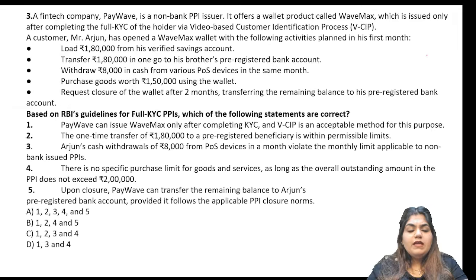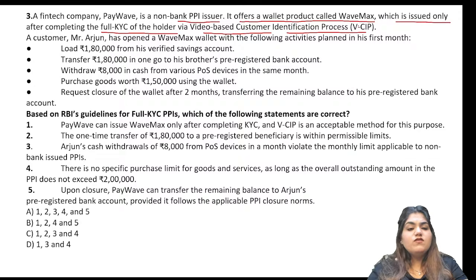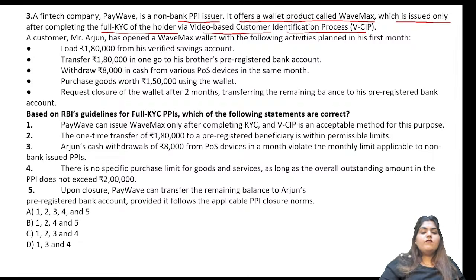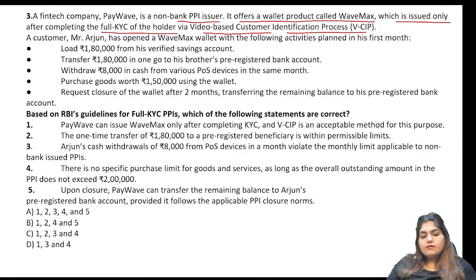A fintech company, PayWave, is a non-bank PPI issuer. It offers a wallet product called WaveMax, which is issued only after completing the full KYC on the holder via video-based customer identification process, that is VCIP. A customer, Mr. Arjun, has opened a WaveMax wallet with the following activities planned for the first month. Load 1,80,000 from his verified savings bank. Transfer 1,80,000 in one go to his brother's pre-registered bank account.